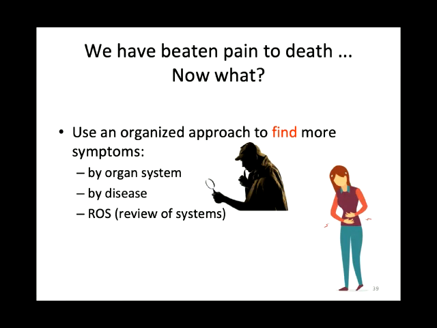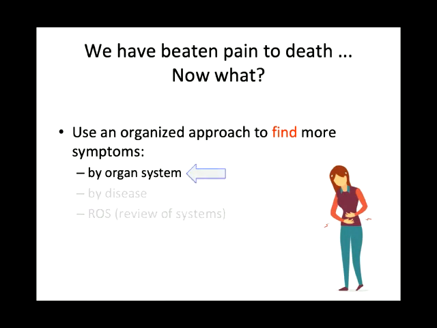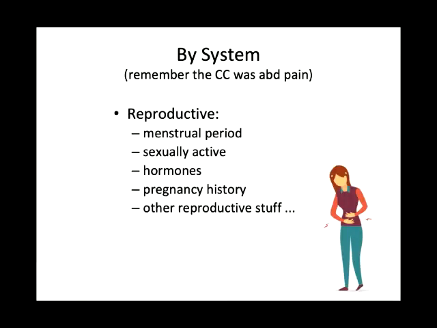And so we can do this either disorganized, haphazard, or we can do it in an organized way, which is what I'll suggest. And you could do it by organ system, by disease, or review of systems. So let's say we choose to explore this patient using organ systems. And if you think, okay, a female with abdominal pain, the reproductive organ system is going to be a system that you need to ask a lot of questions about.